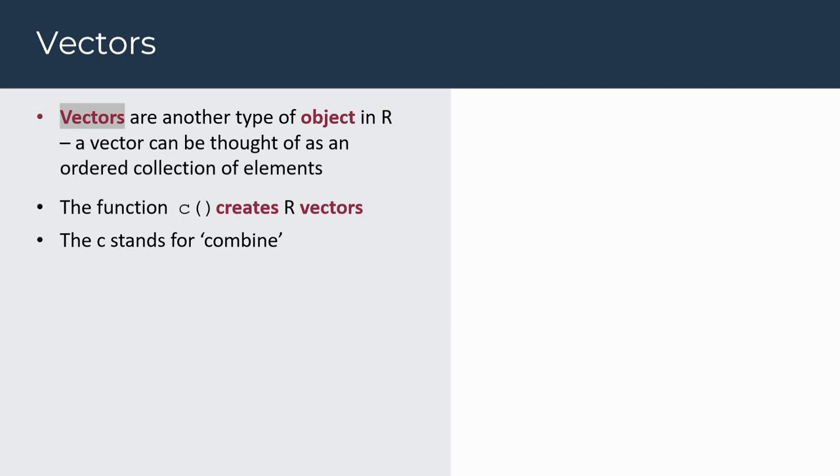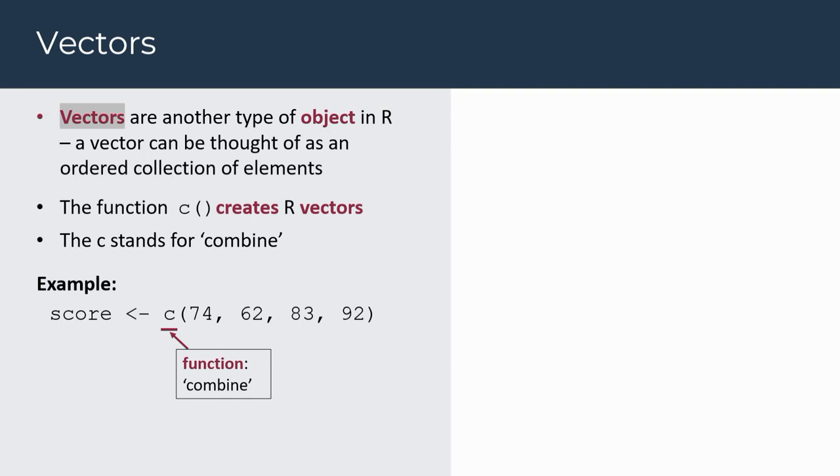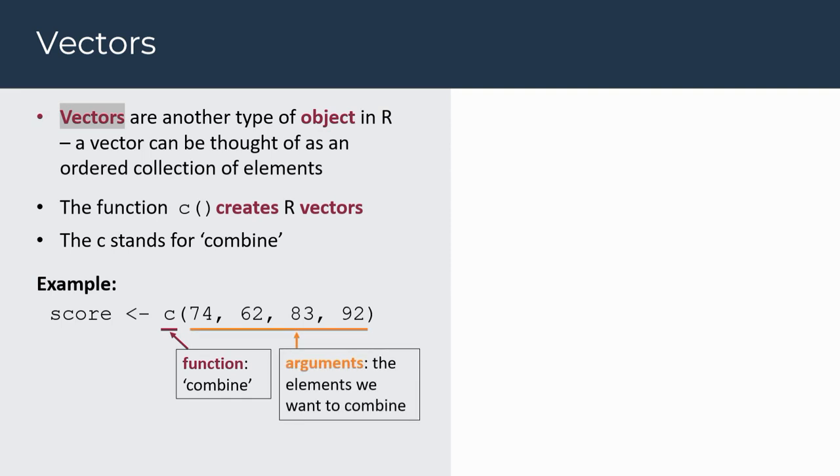The function C, short for combine, can be used to create vectors. Let's have a look at an example. When executed in R, this code will produce a vector called score, which stores the 4 numeric scores listed in the brackets. C is the name of the function. Then, as we saw in the function video, we put the arguments of the function in brackets, separated by commas. In this case, the arguments are the elements that we want to put in our vector. These 4 numbers represent the exam scores of 4 students.